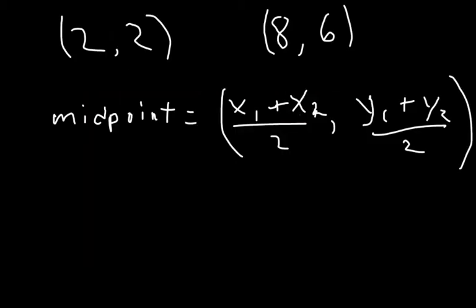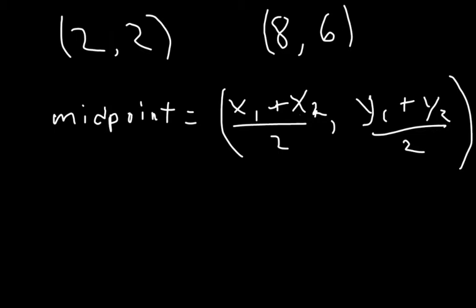Let's take a look. Our endpoints were over 2, up 2, and then over 8, up 6. So we have to find the average of 2 and 8, and the average of 2 and 6. We can call these x1 and x2, and y1 and y2. The formula is really simple: add the two x-coordinates and divide by 2; add the two y-coordinates and divide by 2.